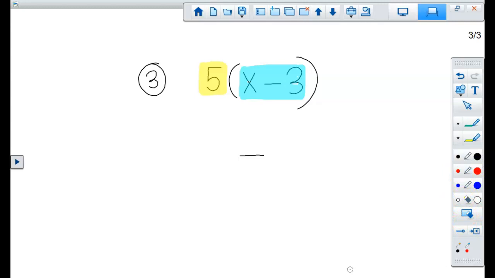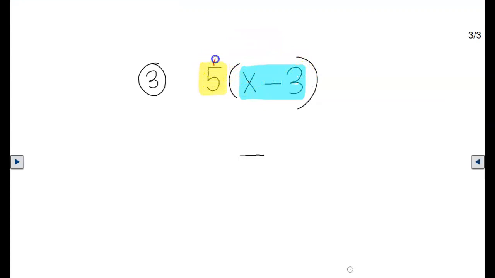Distributive property says that if I need to do 5 times this group x minus 3, I can take that 5 and distribute it to each member of the group. So I can do 5 times the first member. 5 times x is 5x. And then I can do 5 times the second member of the group. 5 times 3 is 15. So 5 times x, 5x, minus 5 times 3, 15.